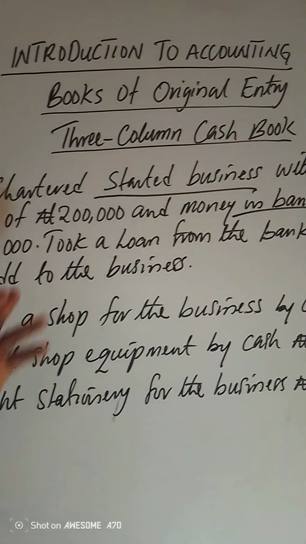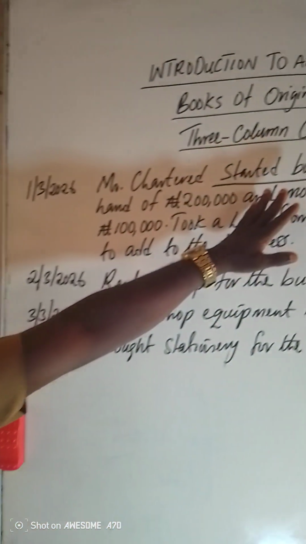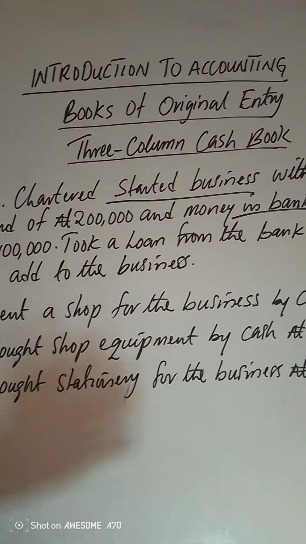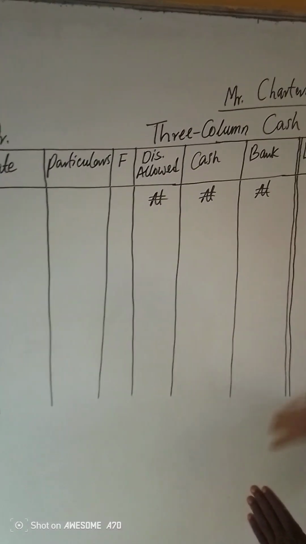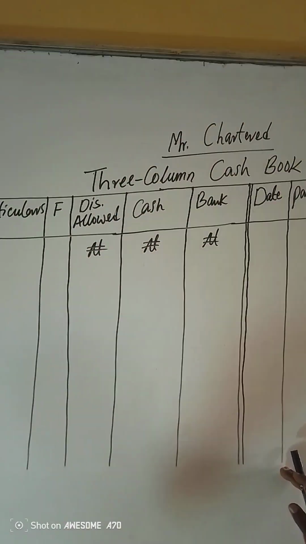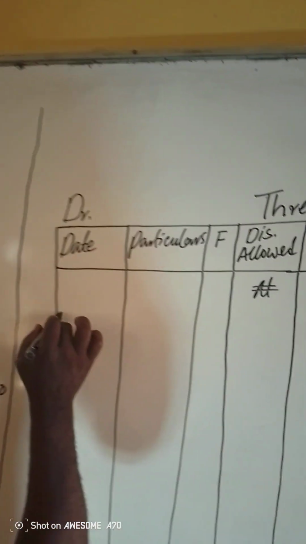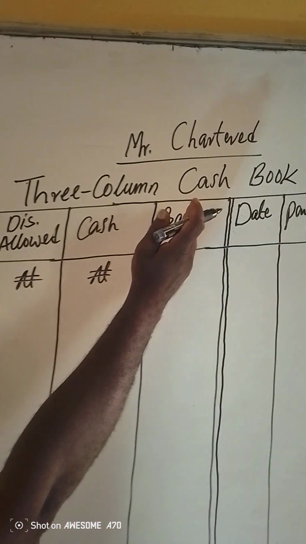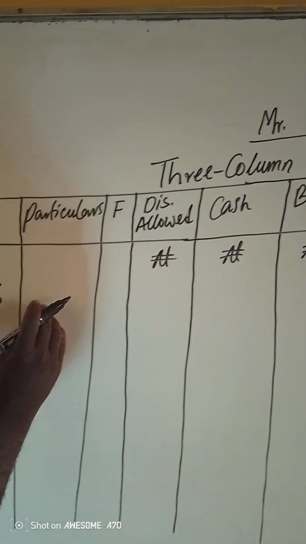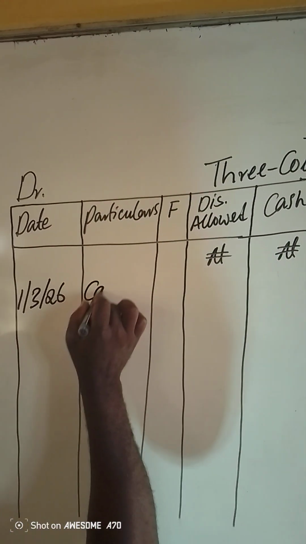And as well, took a loan. Loan here is not capital. So let's address the issue of starting business with cash in hand and money in the bank of 100,000 before we come back to this. So quickly, if you come to the cash account, you will discover that cash will be receiving because capital is giving. So on this day, which is 1st of March 2026, cash has been received from capital, which the owner is giving into the business. And then the title here is capital.